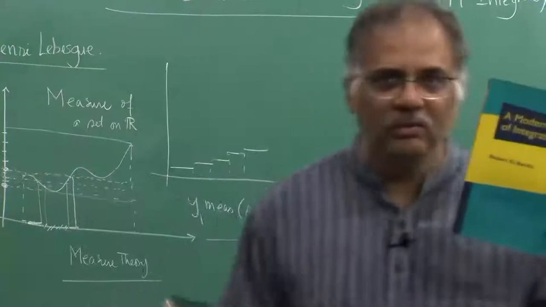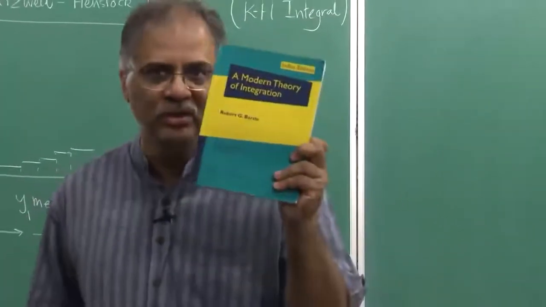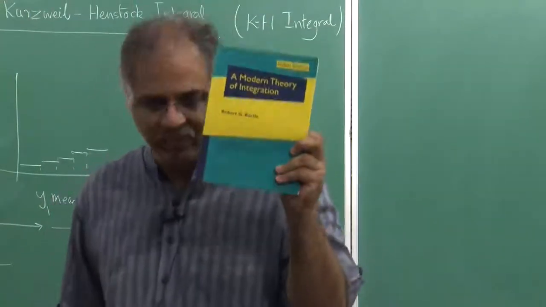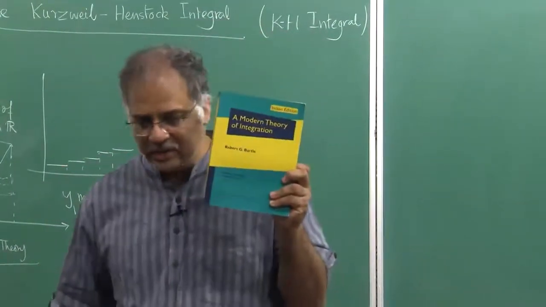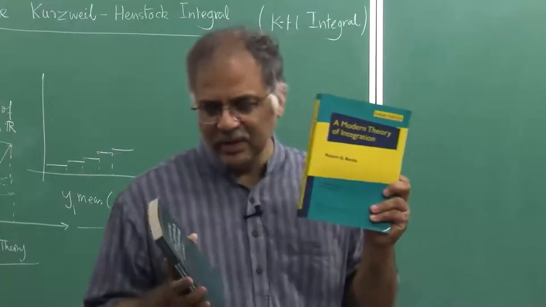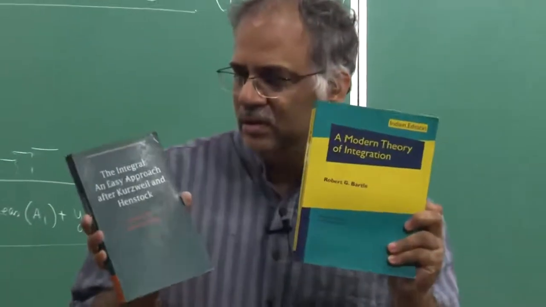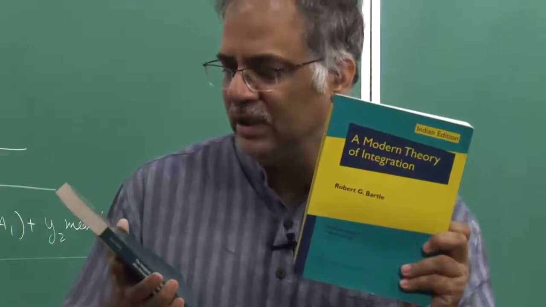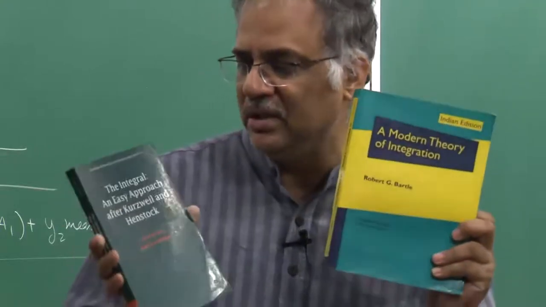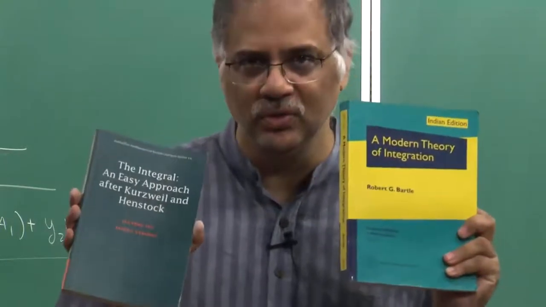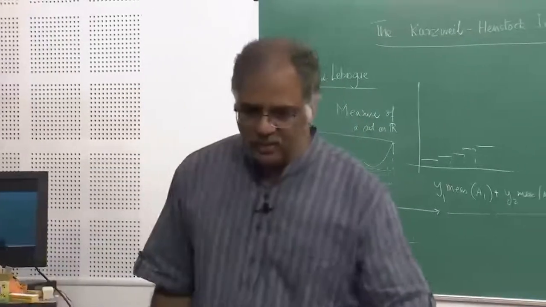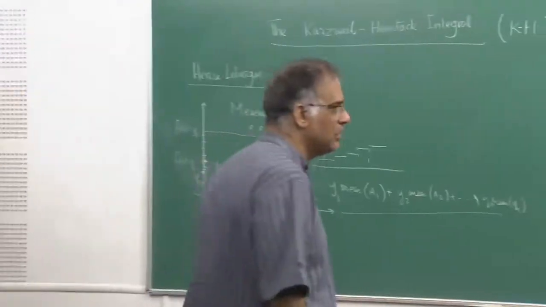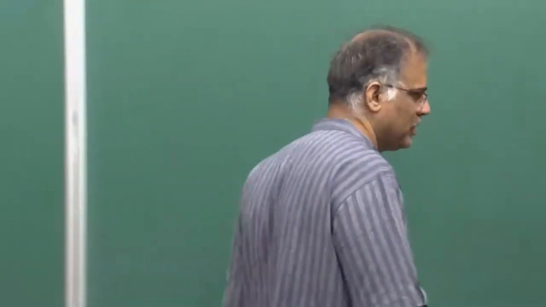I do not even ask you to go and read these books, but just for the namesake, these are the books I had followed. One is Modern Theory of Integration by Robert Bartle. He is very famous. He has a very famous teacher and has a very good book on mathematical analysis. And this is lecture notes by the Australian Mathematical Society, lecture series number 14, The Integral: An Easy Approach after Kurzweil and Henstock. So we will just follow what is from here. This would be slightly more technical for you, but we will try to follow what's in here.